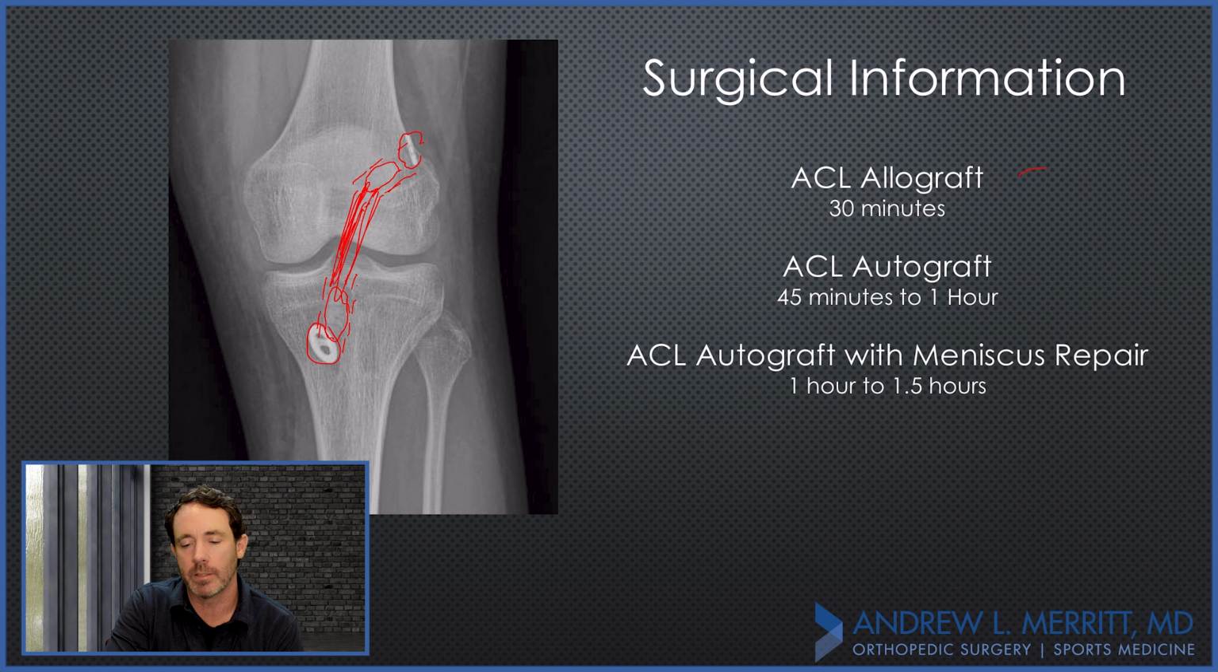For allografts, the surgery takes about 30 minutes, and autografts about 45 minutes to an hour, depending on some other factors. A lot of times, if we're doing a meniscus repair or additional surgery, things we'll talk about in other videos, that may make it 1 hour, 1.5 hours, but that's generally a straightforward ACL. So that's the surgical information for the ACL. A lot to think about with graft options. That's not an easy discussion. It's worth doing your research and having a good conversation with your surgeon.